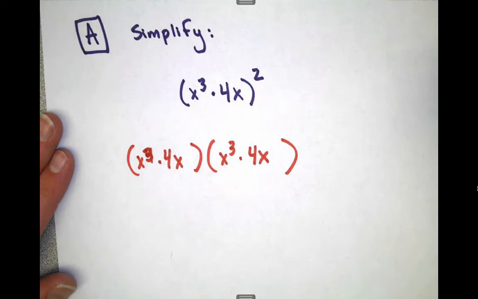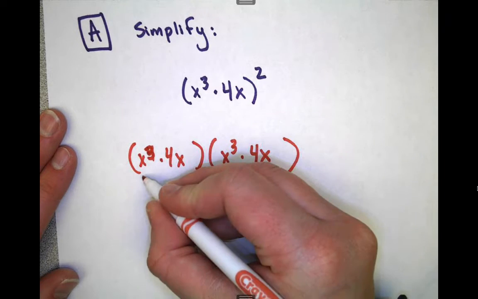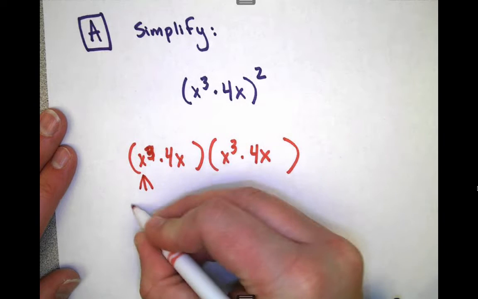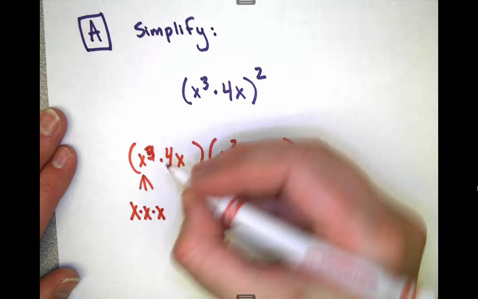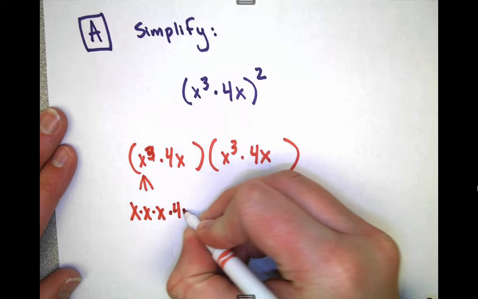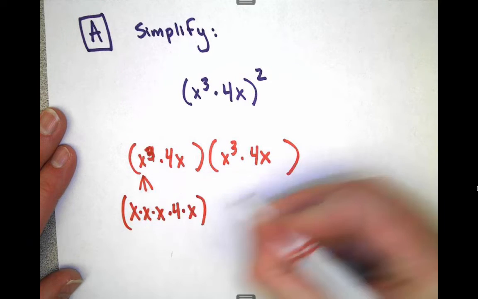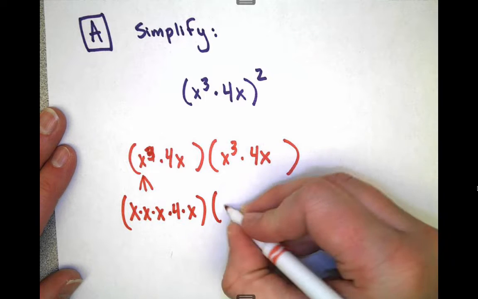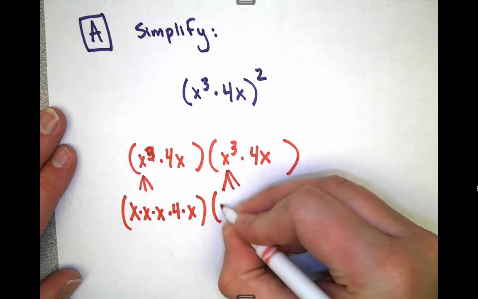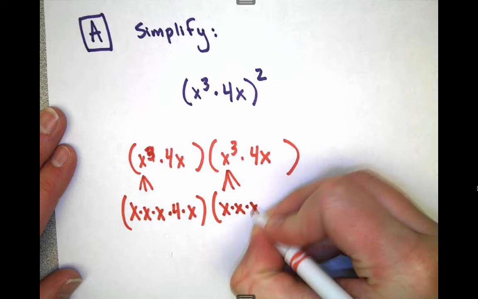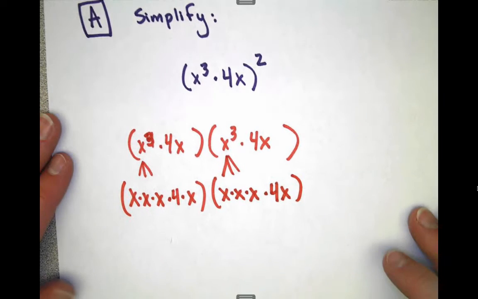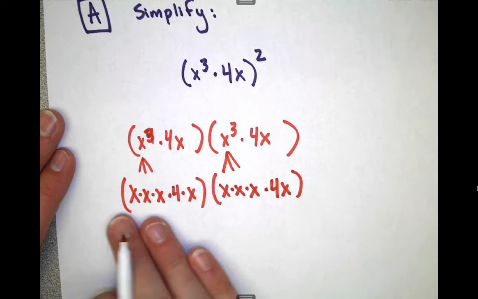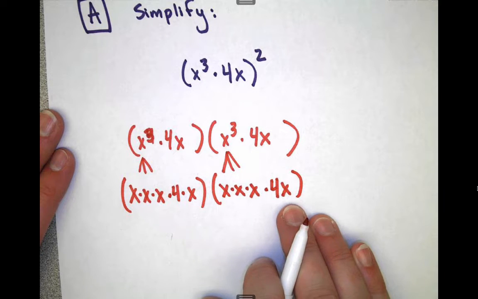And then to expand this out even more, x to the third I see as x times x times x. And 4x is like times 4 times x. So that's the first parenthesis. Here's the second parenthesis. X to the third would break out into x times x times x times 4x. So let's clean this thing up as much as we can. At this point, everything's being multiplied. There's no adding and subtracting signs.